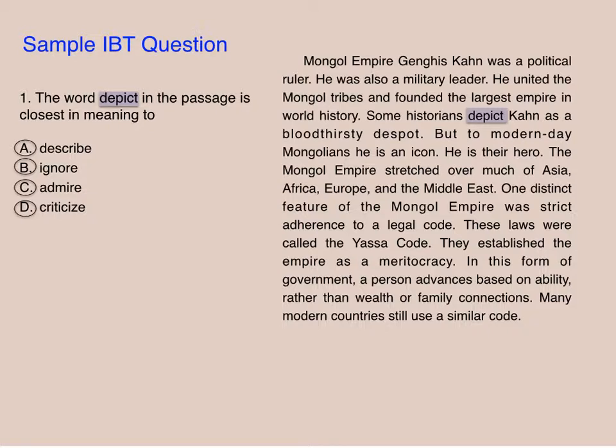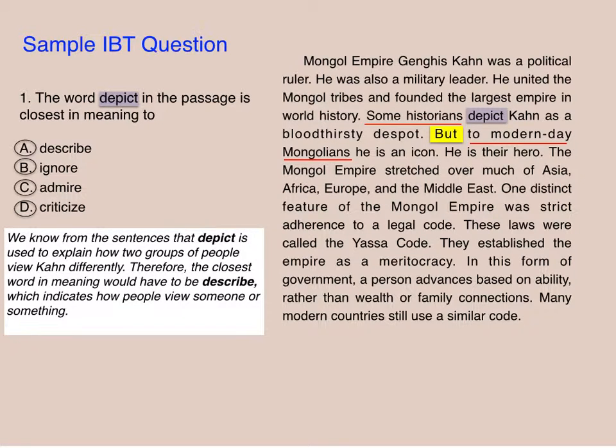Some historians depict Khan as a bloodthirsty despot, but to modern-day Mongolians, he is an icon. So some historians depict Khan. So we know that they are doing something. This is a verb. But is the signal word. It is a contrast. So we know from the sentences that depict is used to explain how two groups of people view Khan differently. Therefore, the closest word in meaning would have to be describe, which indicates how people view someone or something.